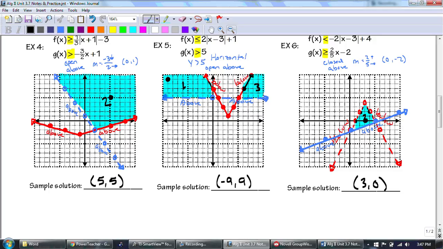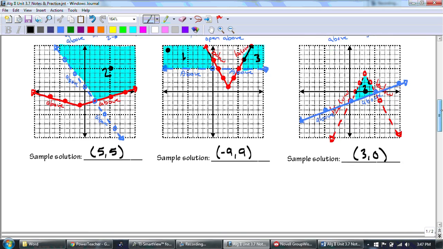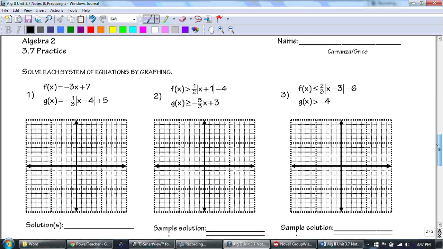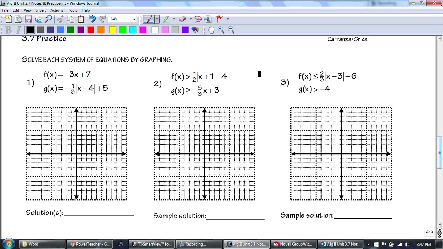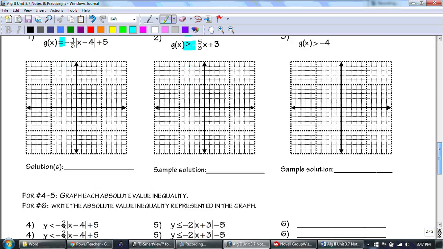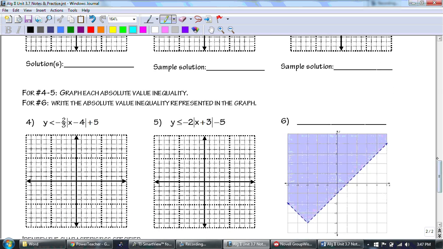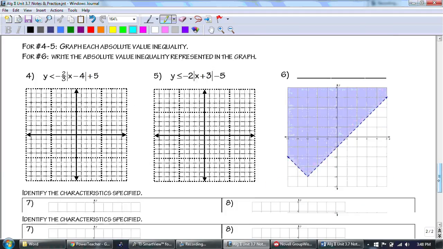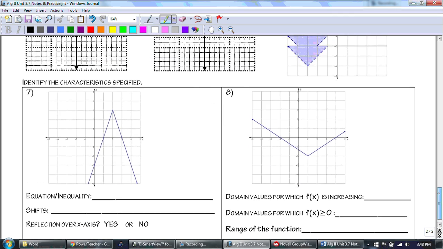Okay, guys, that's your homework. That's the lesson. On the other side is your homework. Just make sure you're paying attention to the symbols, because sometimes they're equals, sometimes they're absolute values, sometimes there's only 1, sometimes you have to write. So just make sure you pay attention to what it's asking you for.